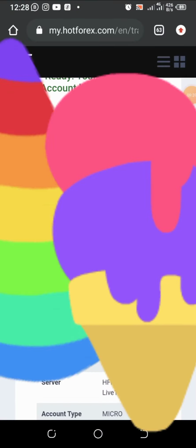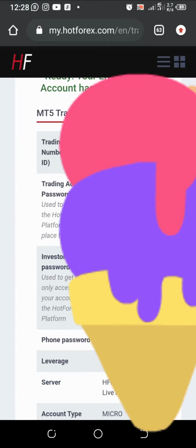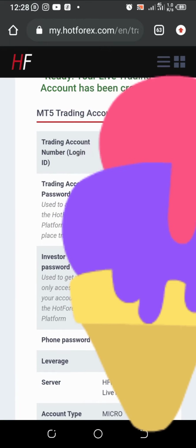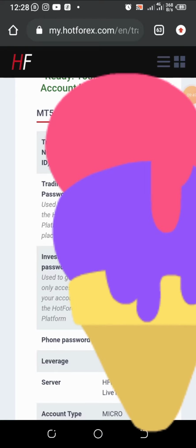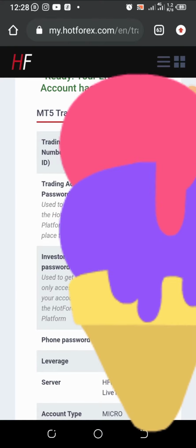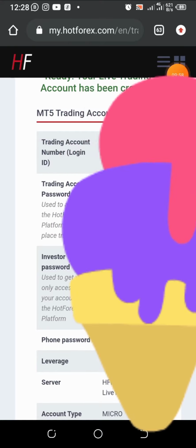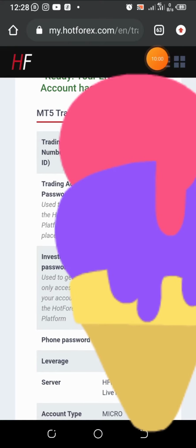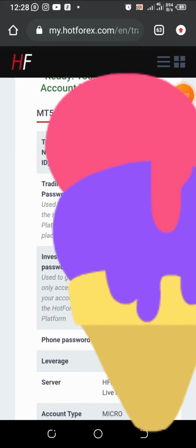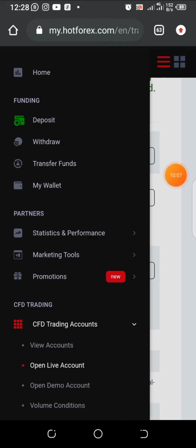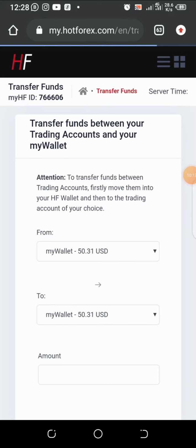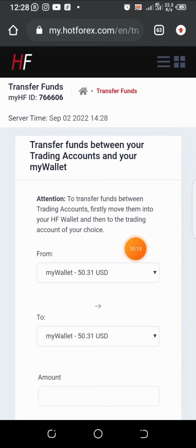I've already shown us how to fund this broker on previous videos. So if you want to check that, you can just watch the previous video that I told you about earlier. All right, so you click here, click this icon here. So click on transfer funds, right here.